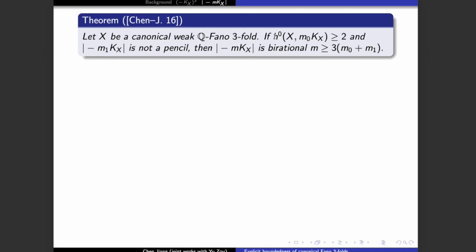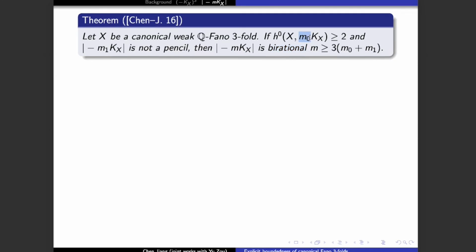It shows that if we know for some m0, oh sorry, here there's a minus sign. So if minus m0k is at least 2, and minus m1k is not a pencil, then if you sum them up and take 3 times m0 plus m1, it is birational. Okay, so this is somehow a nice criterion for the birationality.